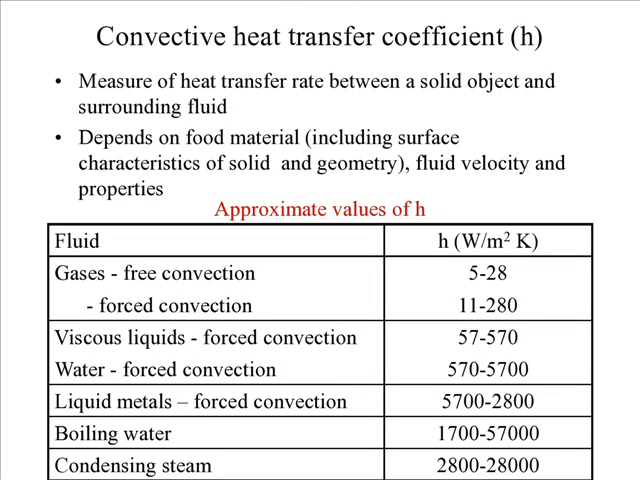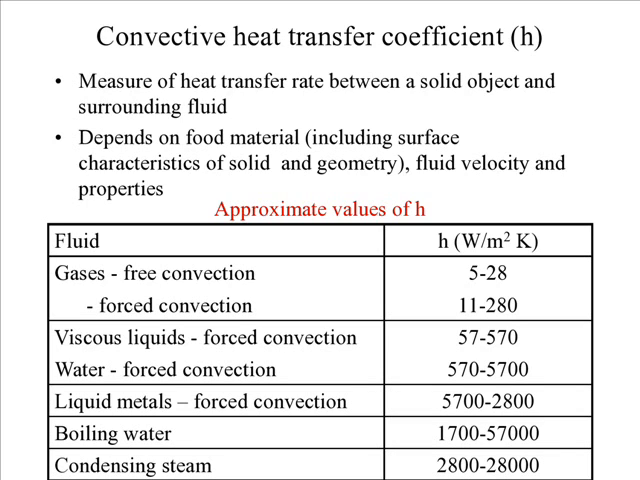Another property is the convective heat transfer coefficient, which is designated by the symbol H. It's a measure of heat transfer rate between a solid object and the surrounding fluid. It depends on the food material, including the surface characteristics of the solid and the geometry, the fluid velocity and properties. And so shown are approximate values of H for different fluids.